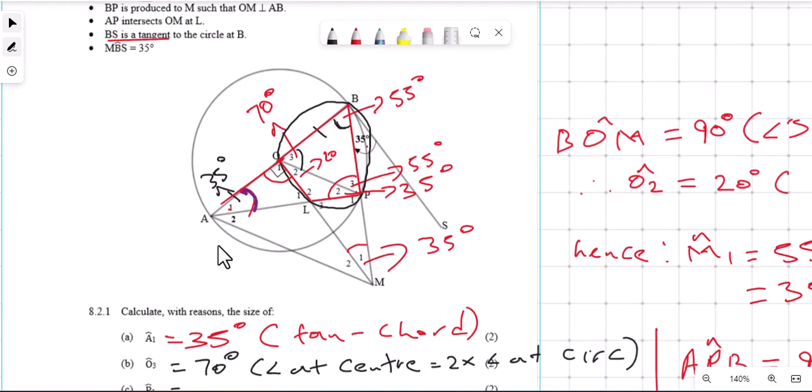Do you see why I said don't remove those writings? They save you. Angle B plus angle O2 plus O3 is equal to 180 degrees. Is that correct? Yes. Therefore, BS is parallel to OM. The reason: co-interior angles are supplementary.